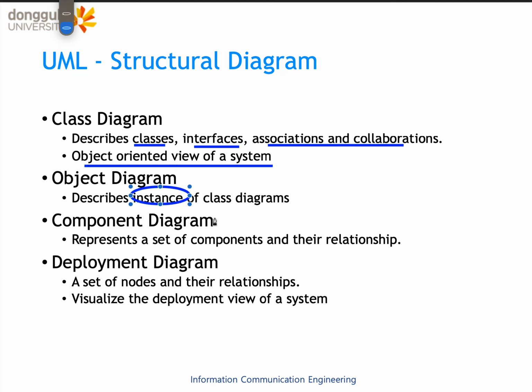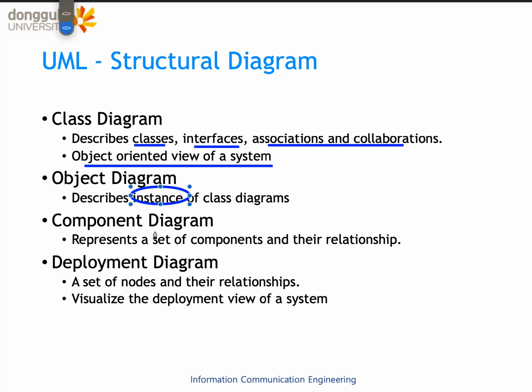So the class diagram describes just a view of a system, the concept of a system, that is, what kinds of classes are in a system, what kinds of classes communicate with each other, and what the shape of each class is in a system. The class diagram describes such things, and the object diagram describes instances of each class.